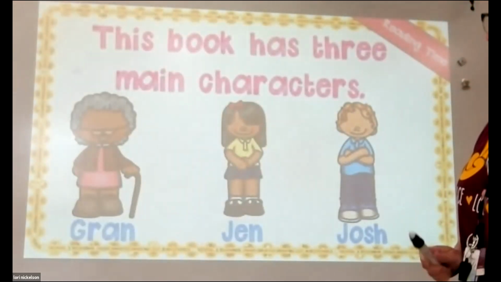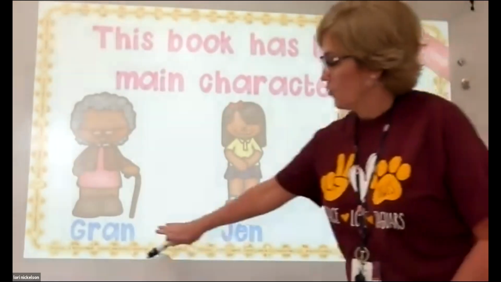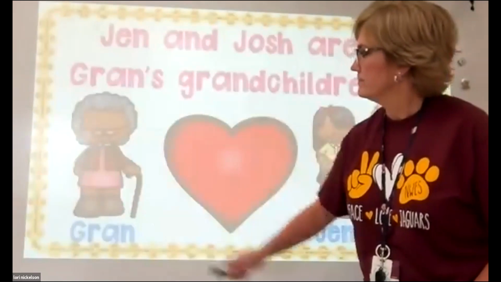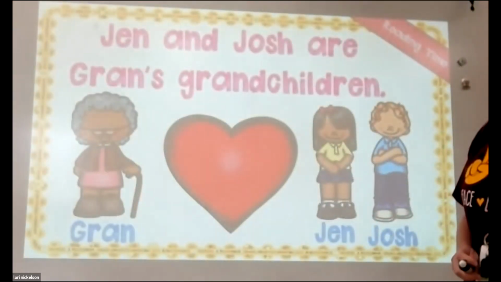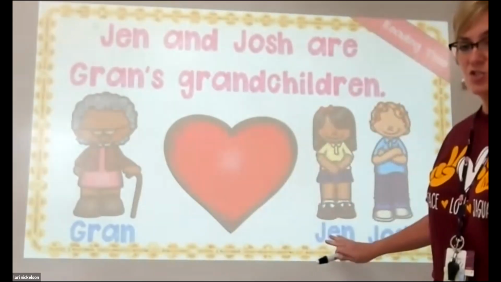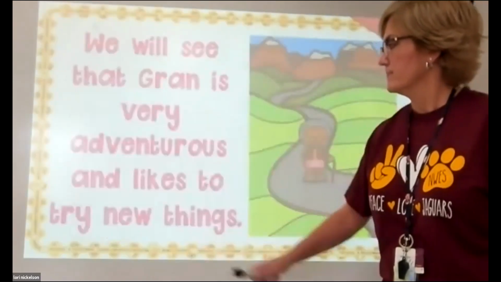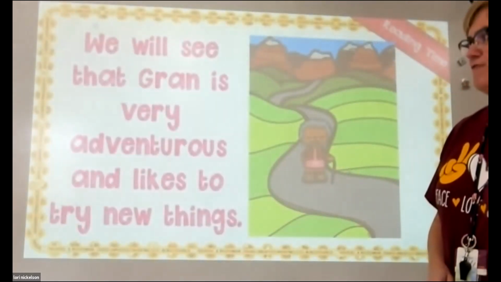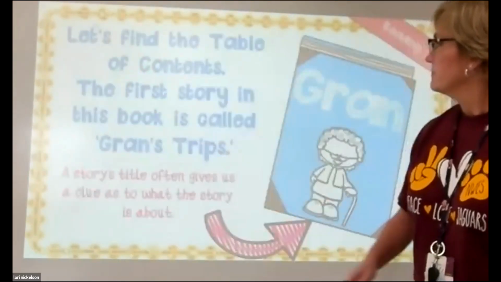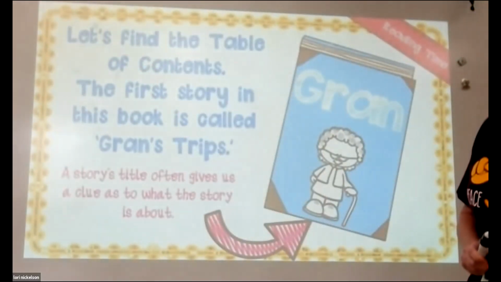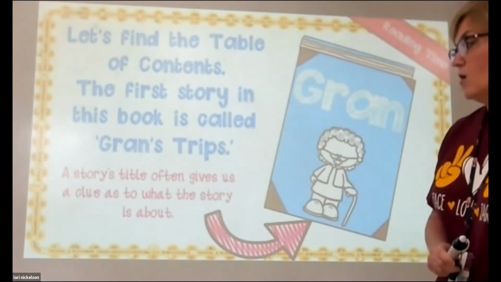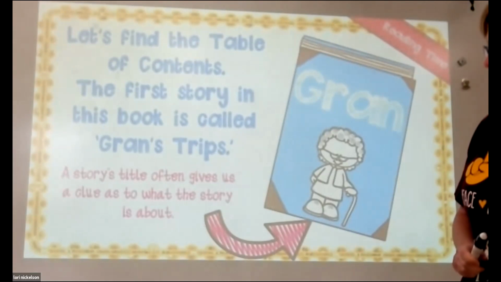This book has 3 main characters. It has Gran, Jen, and Josh. Jen and Josh are Gran's grandchildren. And it looks like Gran loves Jen and Josh. We will see that Gran is very adventurous and likes to try new things. Let's find the table of contents. The first story in this book is called Gran's Trips. A story's title often gives us a clue to what the story is about.